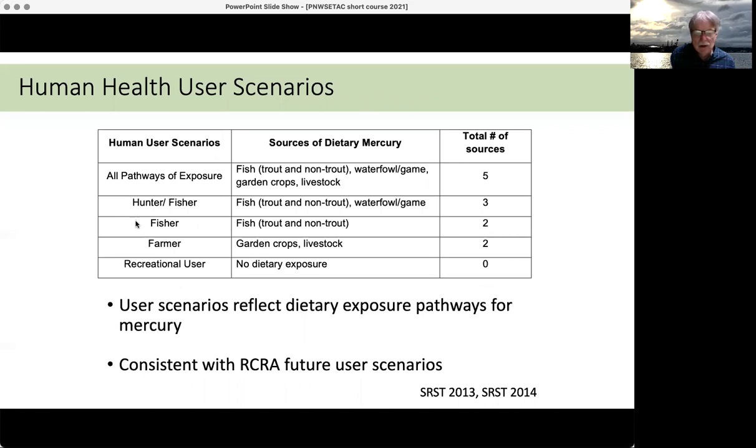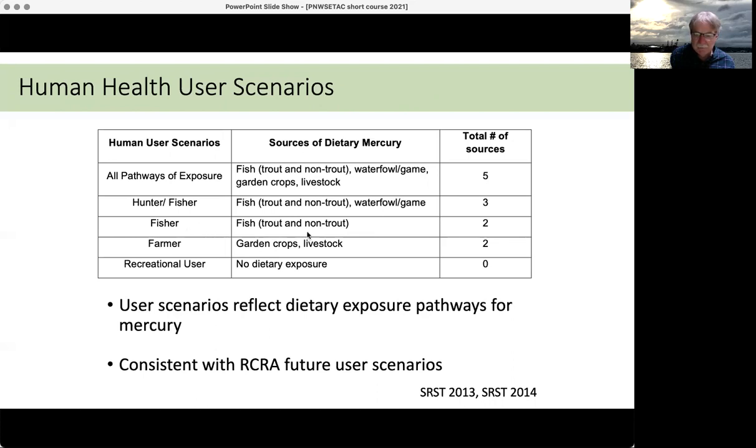Here we have the human use scenarios, and this is how we categorize them: all pathways of exposure. That includes the hunter, the fisher, the farmer, and the recreational user. These are different categories. The sources of the mercury are going to be for all pathways: the fish, the game, garden crops, livestock. Hunting and fishing is a huge entity here. So again, there's a total number of sources.